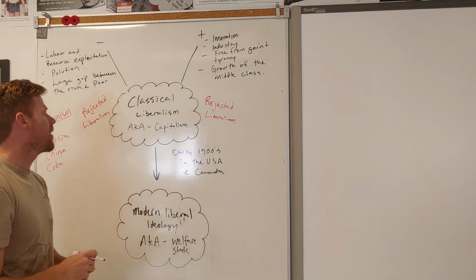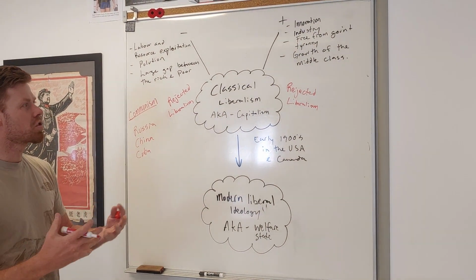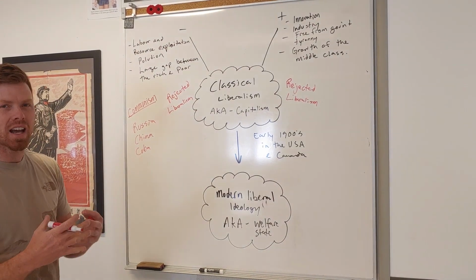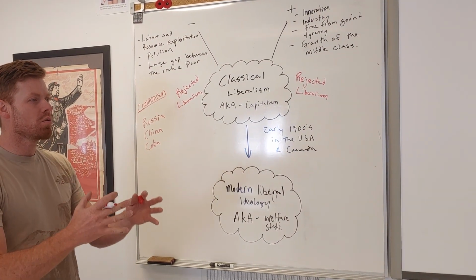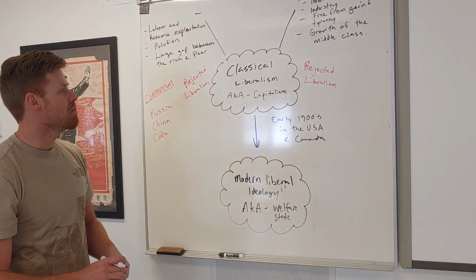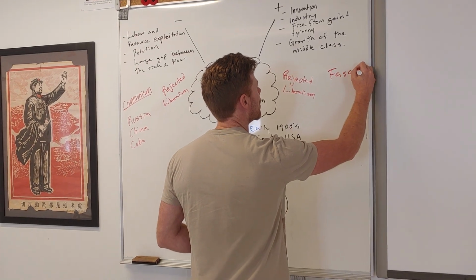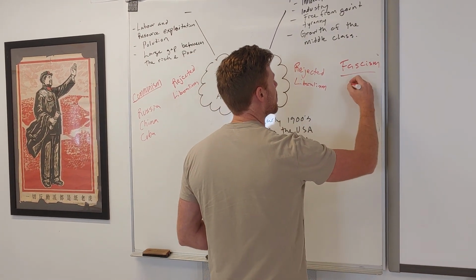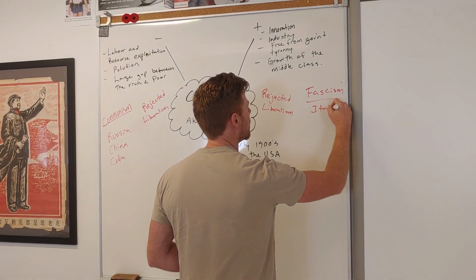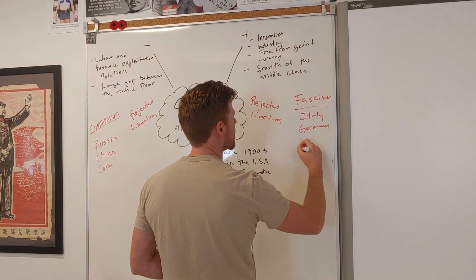And some others rejected liberalism in favor of a return to a social hierarchy, a return to a kind of monarchy time where one group or one people ruled everyone. And that was a move to something that was called fascism. And this would include places like Italy, Germany, and Japan.